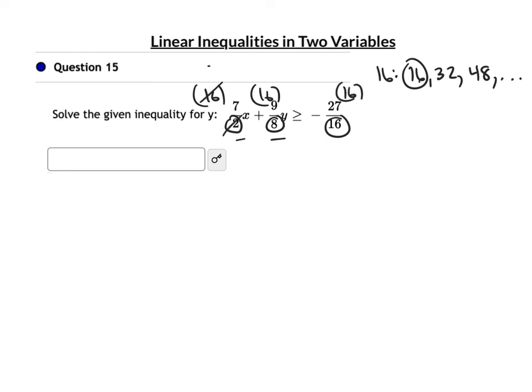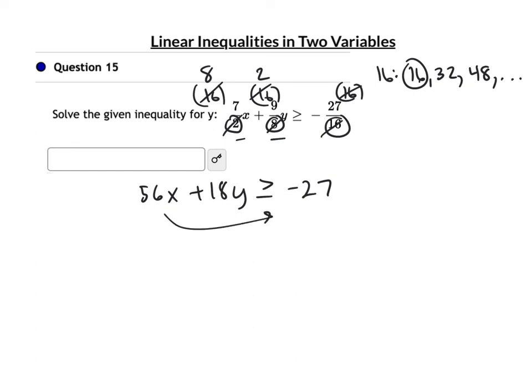2 goes into 16 8 times. 8 goes into 16 twice. The 16s cancel there. They just become 1. When you multiply by 1, nothing happens. So 8 times 7 is 56x. 2 times 9 is 18. So plus 18y is greater than or equal to negative 27.